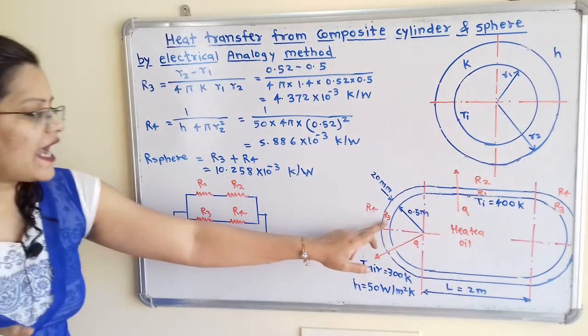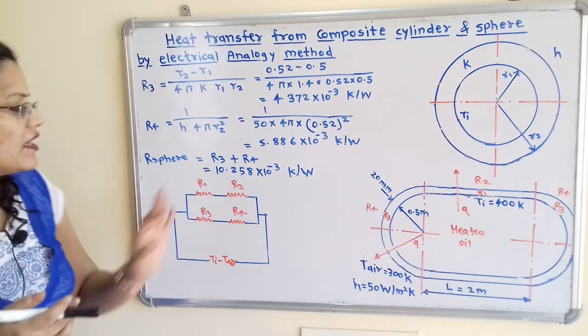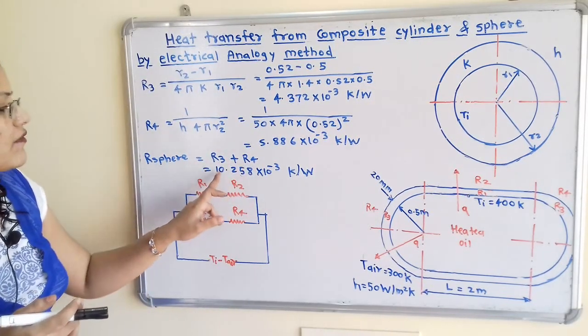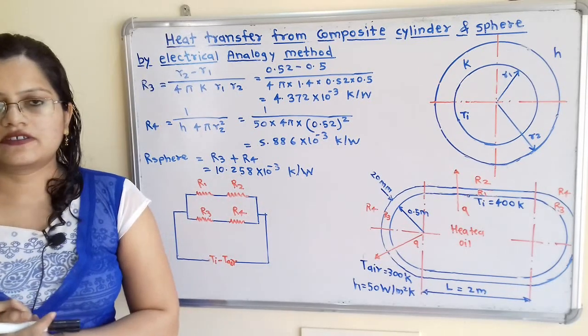Now this R3 and R4 are in series. So what is the total resistance in the sphere? That is R3 plus R4, which is equal to 10.258 into 10 raised to minus 3 Kelvin per watt.